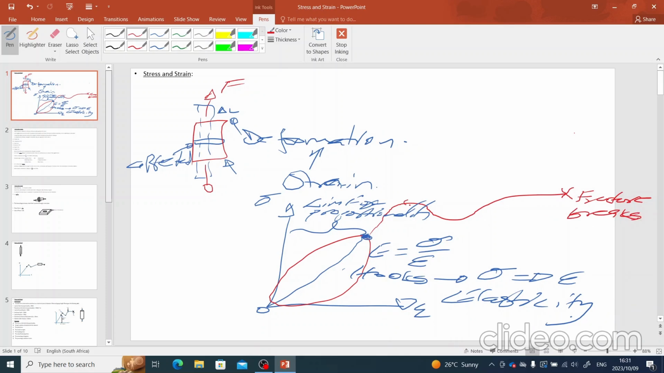Right. Then we said that region there, and this one, that one, is upper yield, and this one is lower yield. Then we said under this region, your deformation starts to occur. Hooke's law is no longer applicable.